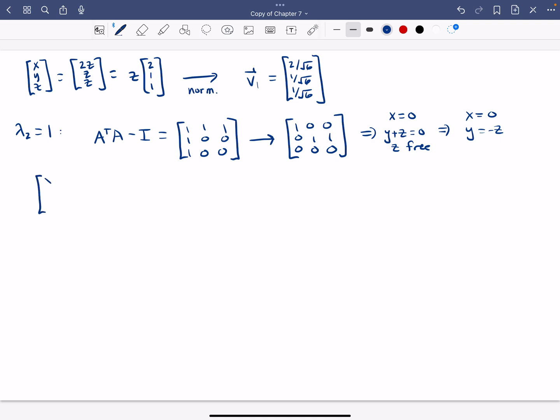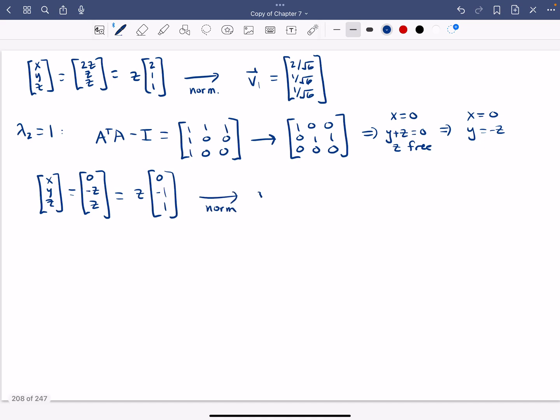So my vector x, y, z becomes 0, minus z, z. And if I pull out my free variable, okay. Now, of course, I want to normalize again. So when I do, I'm going to divide by the length of that vector. And the length of that vector is square root of 2. So I get 0, negative 1 over square root 2, and 1 over square root 2. And so that's my second vector.